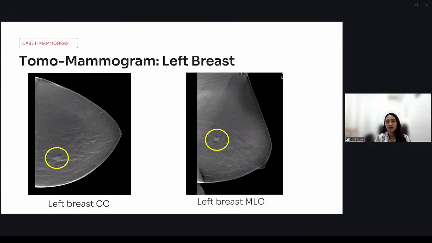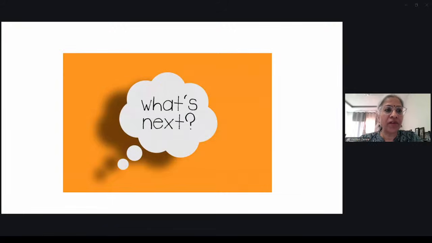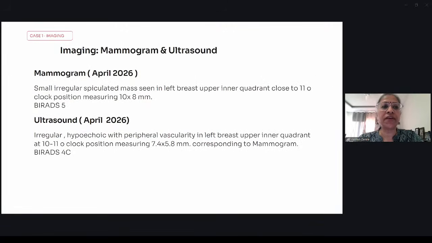But if there is a sudden interval change in her sequential mammogram, then that is something we will have to pay more attention to. Yes. So in this particular case, I'm sure Dr. Aman ma'am will agree with me that this is very, very suspicious and it cannot be left just like that.